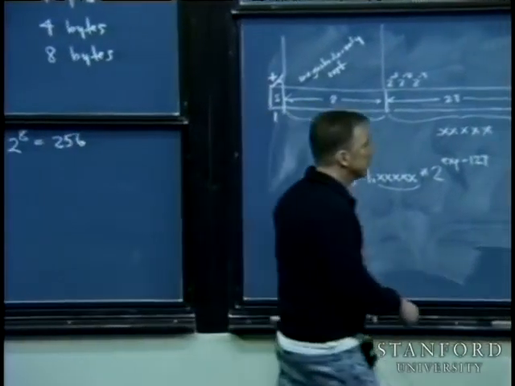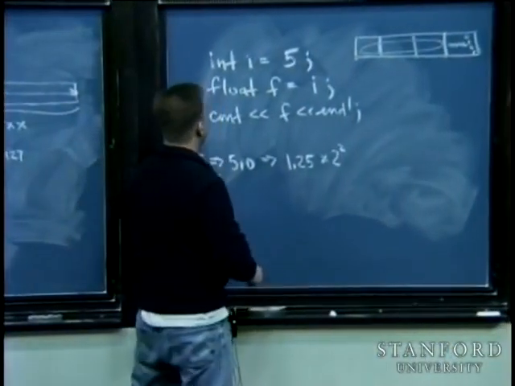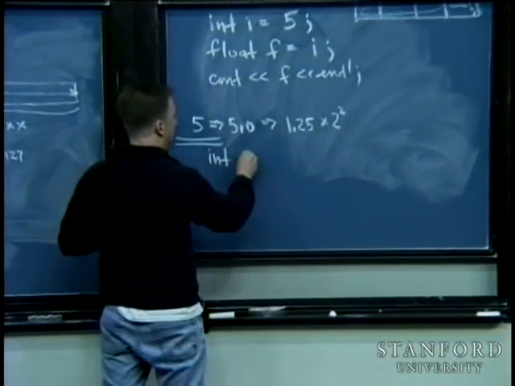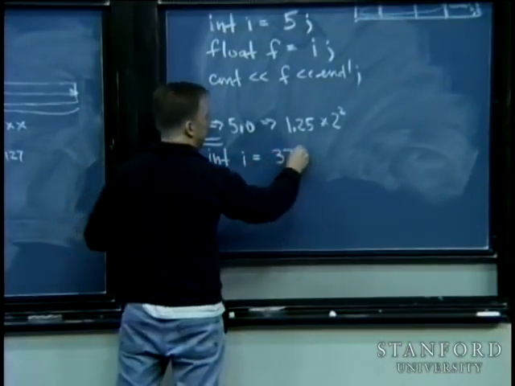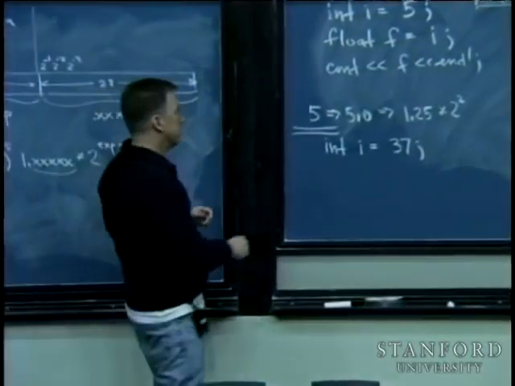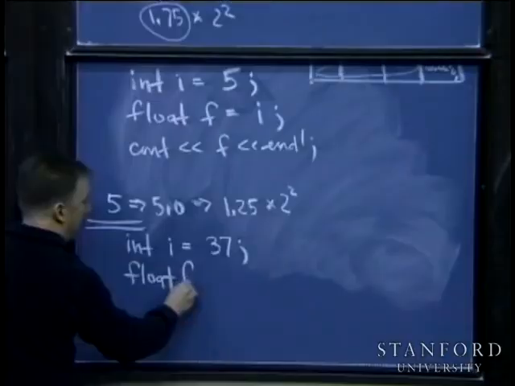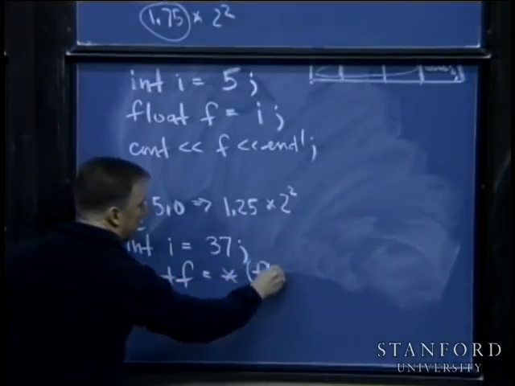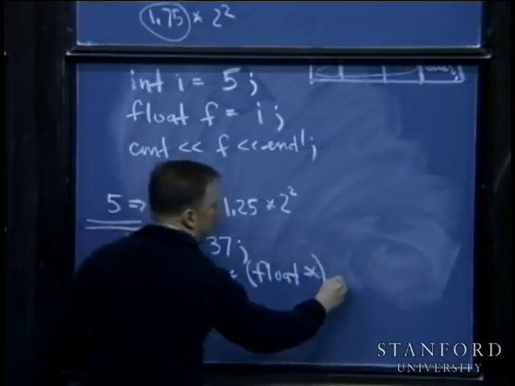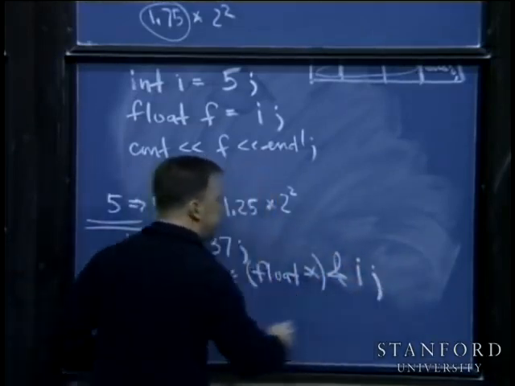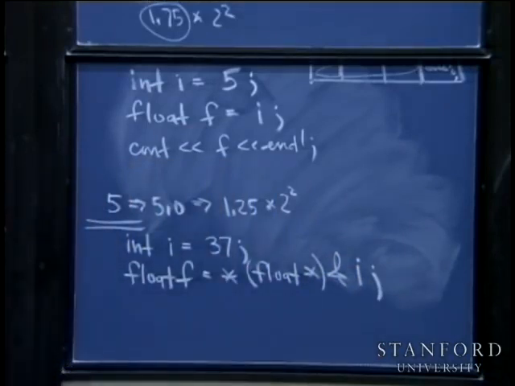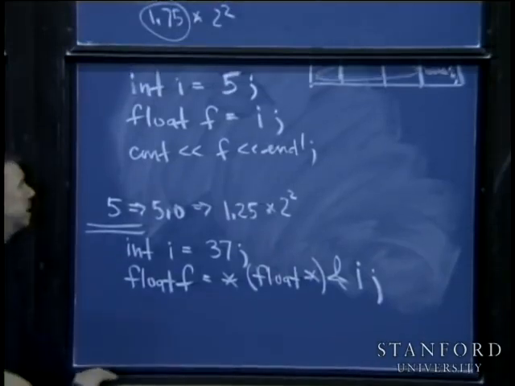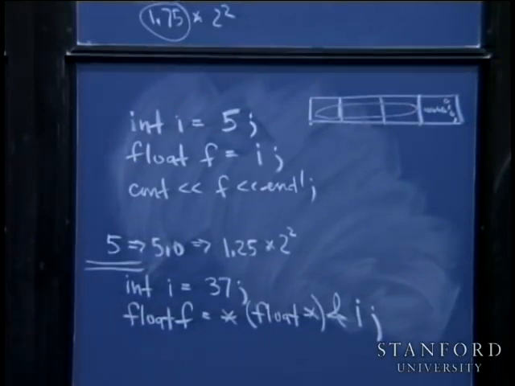If I do this right here, int i is equal to 37, and then I do this: float f is equal to asterisk, you're already scared, float star ampersand of i. I'm going to be very technical in the way I describe this, but I want you to get it. The example above the double line evaluates i, discovers that it represents 5, so it knows how to initialize f. Does that make sense?